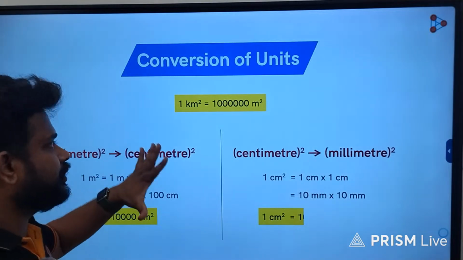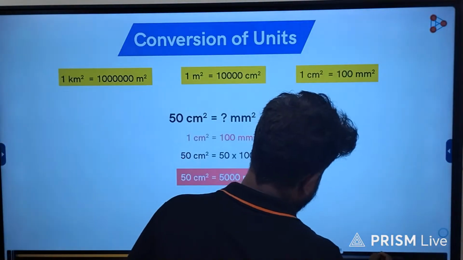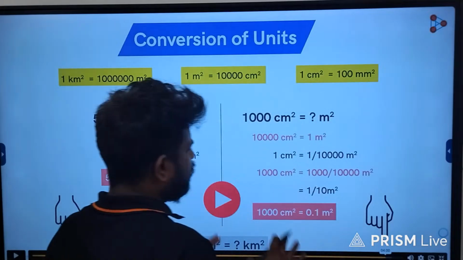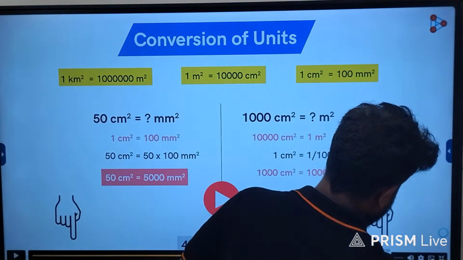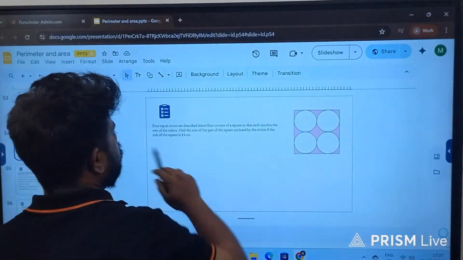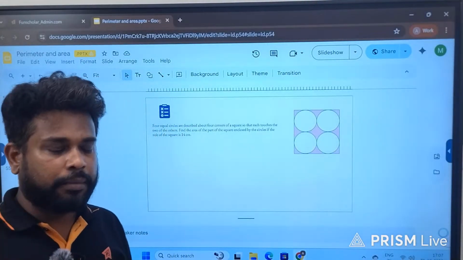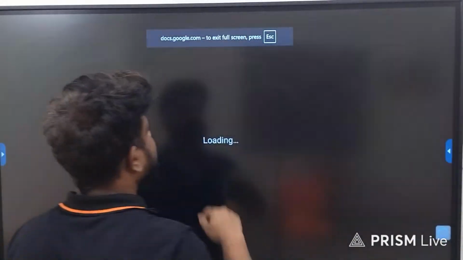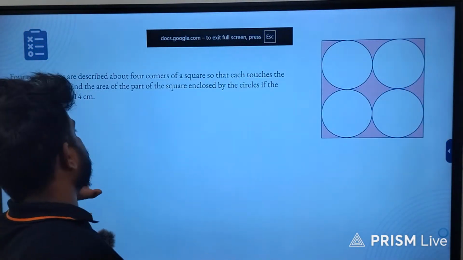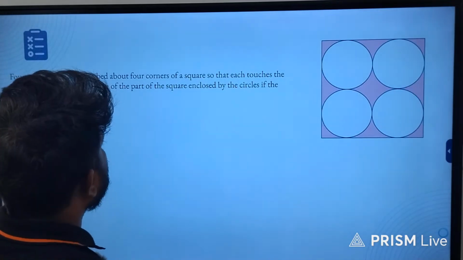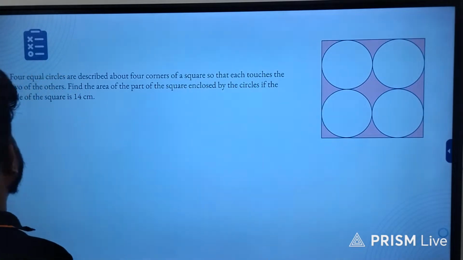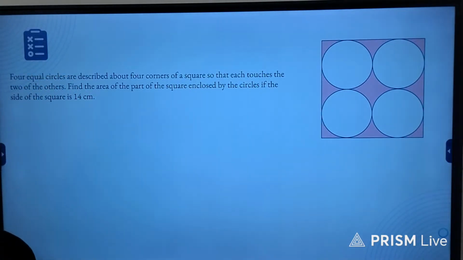Okay, so this was the conversion unit, and in this video after that they have discussed so many types of examples, we don't need that. So just for the calculation we have to remember all of this, and this calculation will be beneficial for this kind of sum. Okay, so 4 equal circles are described about 4 corners of a square so that each touches 2 of the others. Find the area of the part of the square enclosed by the circles if the side of the square is 14 centimeter.